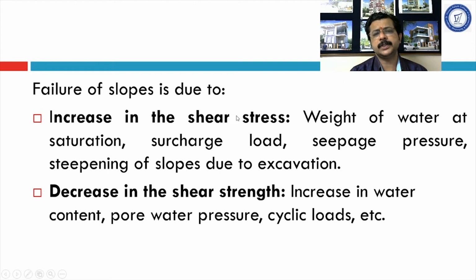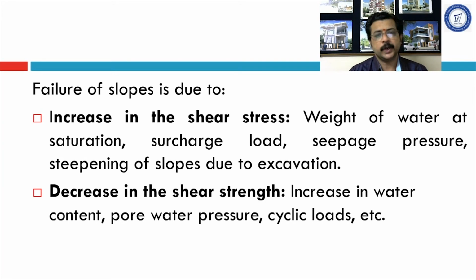Now, how would this shear stress act in a soil? Basically, shear stress acts tangential to the surface of failure. So if there is a slope, then the stress which will act parallel to that slope would be called shear stress.